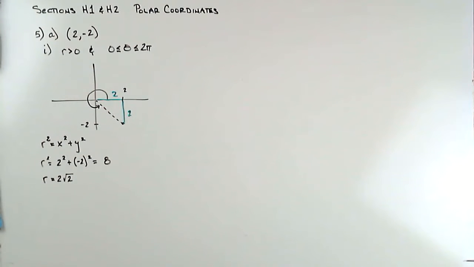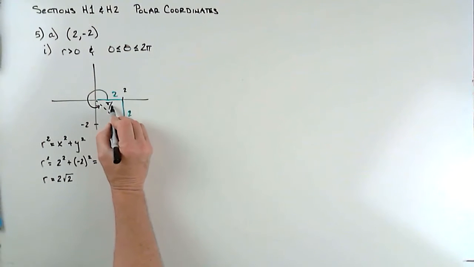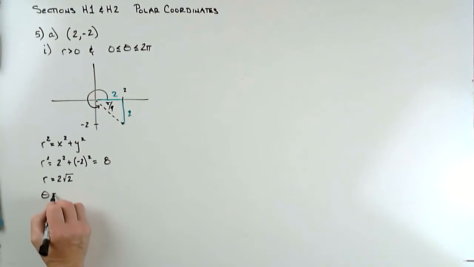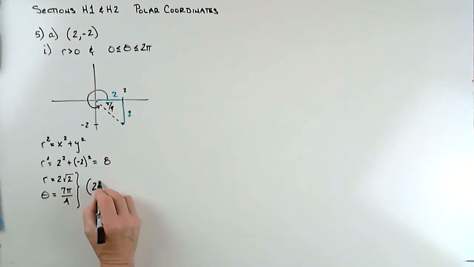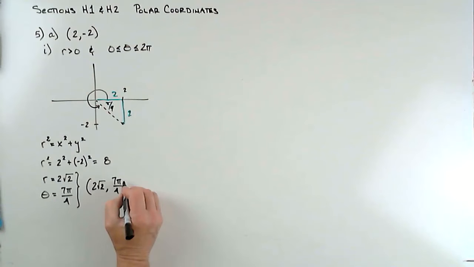Now we need theta. We know what theta is from looking at that, right? We know this angle right here is pi/4. So we know this angle, theta, is equal to 7 pi/4. And so our point in polar form is (2√2, 7 pi/4).